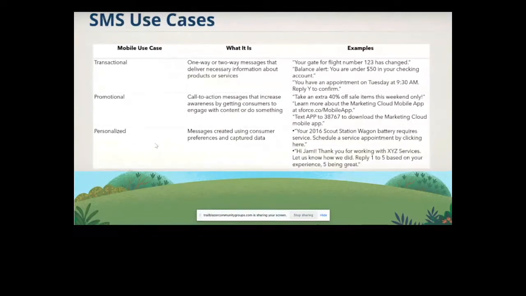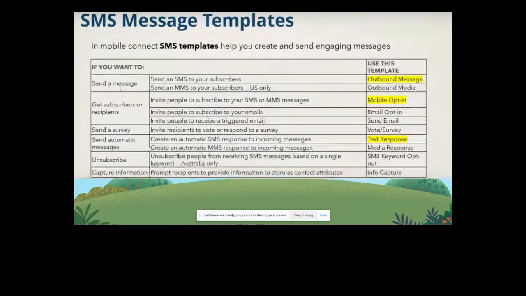And for the promotional, there are some call to action messages that increase your awareness by getting to consumers, or they can engage with the content or do something. So you could do those kind of use cases as well. So ideally, you could build transactional use cases, promotional use cases, and the personalized use cases as well. All three are supported end to end. And there are some templates available in MobileConnect, where you can create and then send the engaging messages.